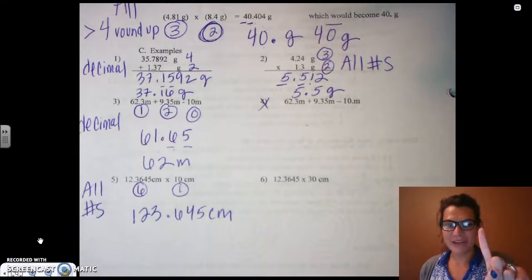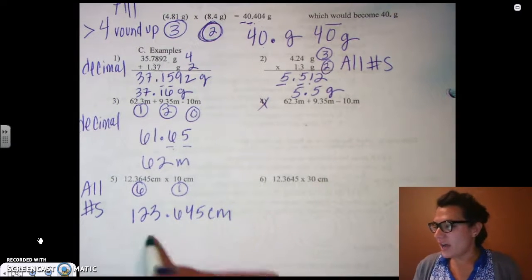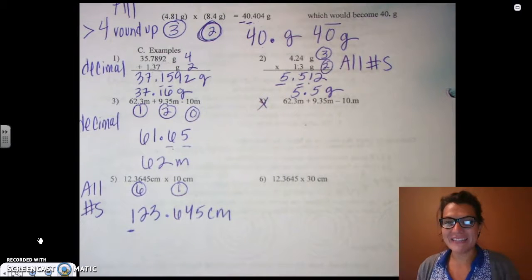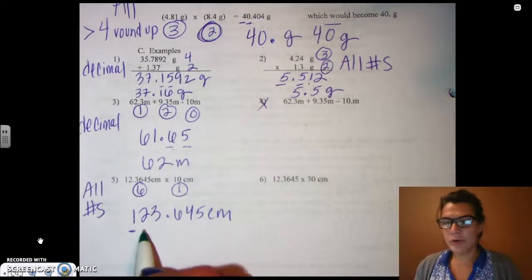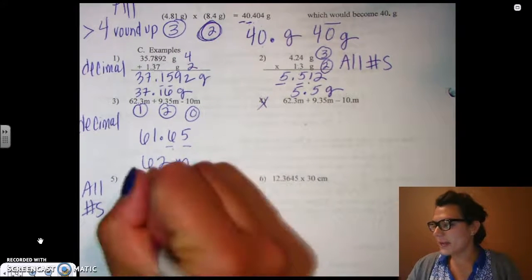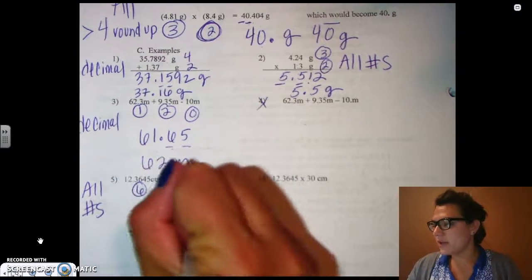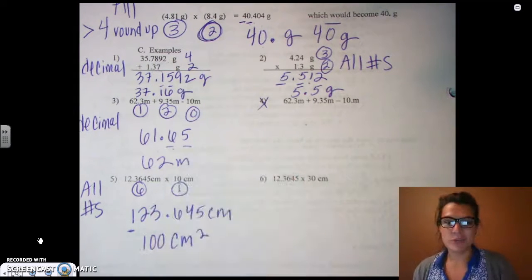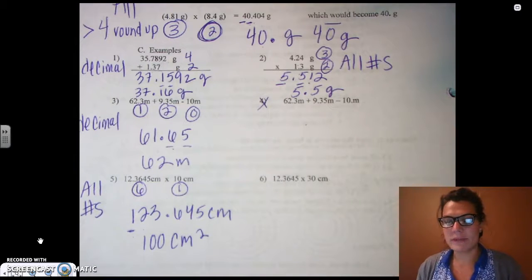I only get 1, okay? So the hundreds place is the only place that's going to have a number, okay? I have to look at the 2. What does the 2 do to the 1? Keeps it the same. So my answer here is only going to be 100 centimeters cubed because I'm multiplying my centimeters here. Okay? So that's it with this.